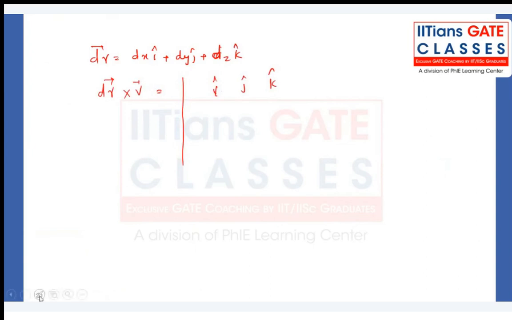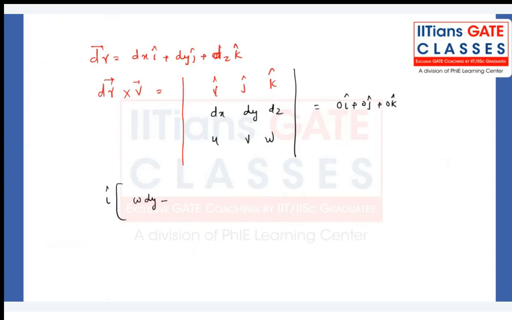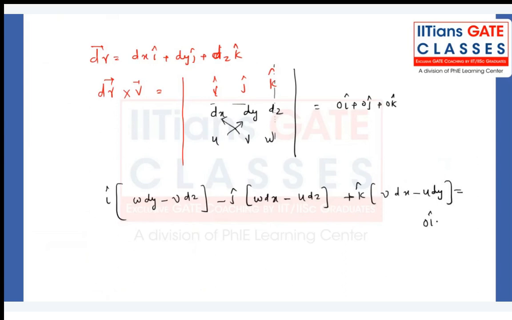Matrix determinant, we have to keep it 0. The rows are dx, dy, dz, then u, v, omega, and 0 i cap plus 0 j cap plus 0 k cap. I cap will be omega dy minus v dz, minus j cap will be omega dx minus u dz, plus k cap will be, you leave this row and multiply this thing like this, v dx minus u dy, equal to 0 i cap plus 0 j cap plus 0 k cap.